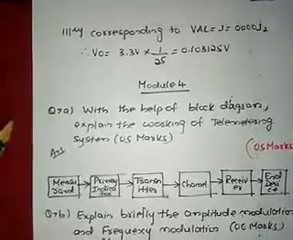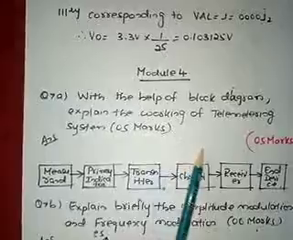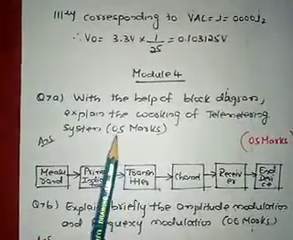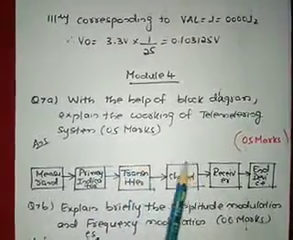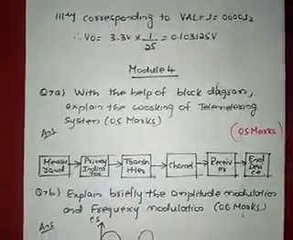First is the question number 7a. With the help of block diagram, explain the working of telemetering system. This is asked for 5 marks in examination.